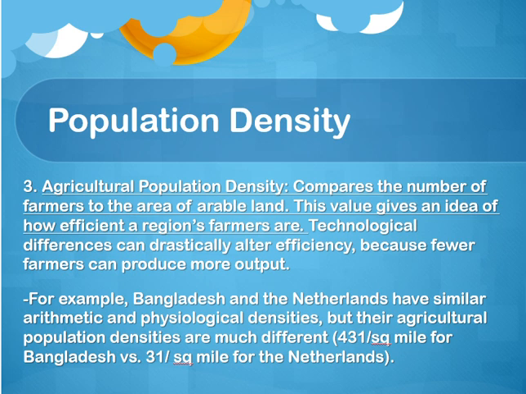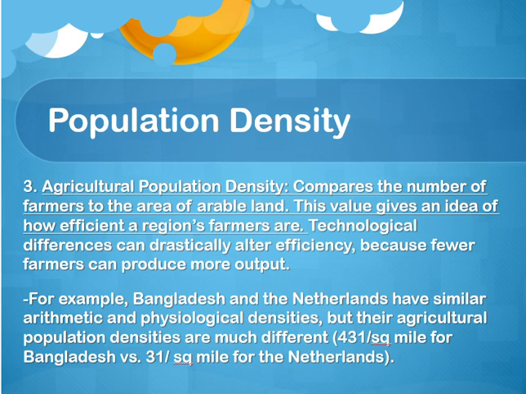A totally different measurement is agricultural population density. This is looking not at the total number of people, but the number of farmers compared to the amount of arable land. This is going to tell you how efficient farmers are in a given region. A lower number is better. For example, Bangladesh, there's a lot of farmers. The Netherlands, not a lot of farmers. They're similar-sized countries.